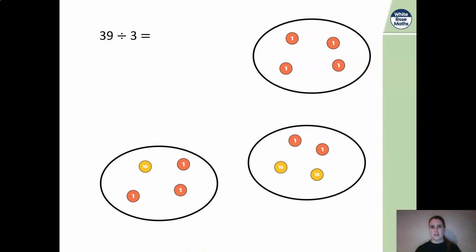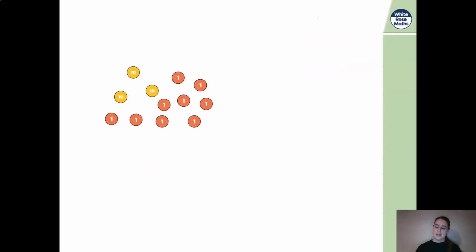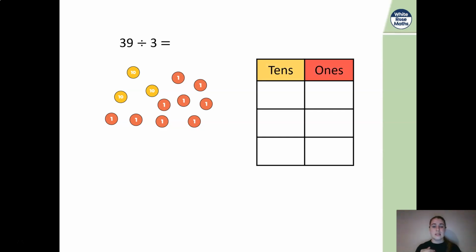But I think there's a mistake. What mistake have I made? Right, okay, so I actually haven't got equal values within each of my circles. Okay, so let's try again then. So I have my 3 lots of 10s and I have my 1s. But what I think I'm going to do is use my place value chart here because I think this is going to help me more.